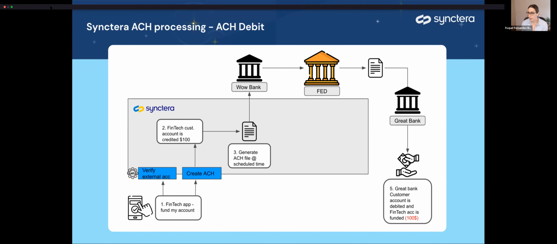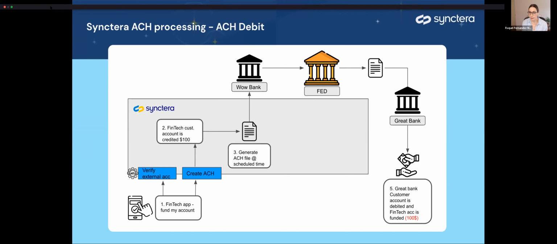And within the funding process, two things need to happen. The same as the traditional bank, but very simplified: the first is to verify that the funding account belongs to that customer, and the second step is going to be to create that ACH. So the fintech is going to call those two APIs. And then the fintech customer account is going to get credited, whether the fintech wants to put a hold on funds or wants to fund immediately. That is something that can be decided. And also in the Synctera system, now that we have that payment order, the customer is created, and we generate the ACH file and exchange it at the scheduled times with the sponsor bank.